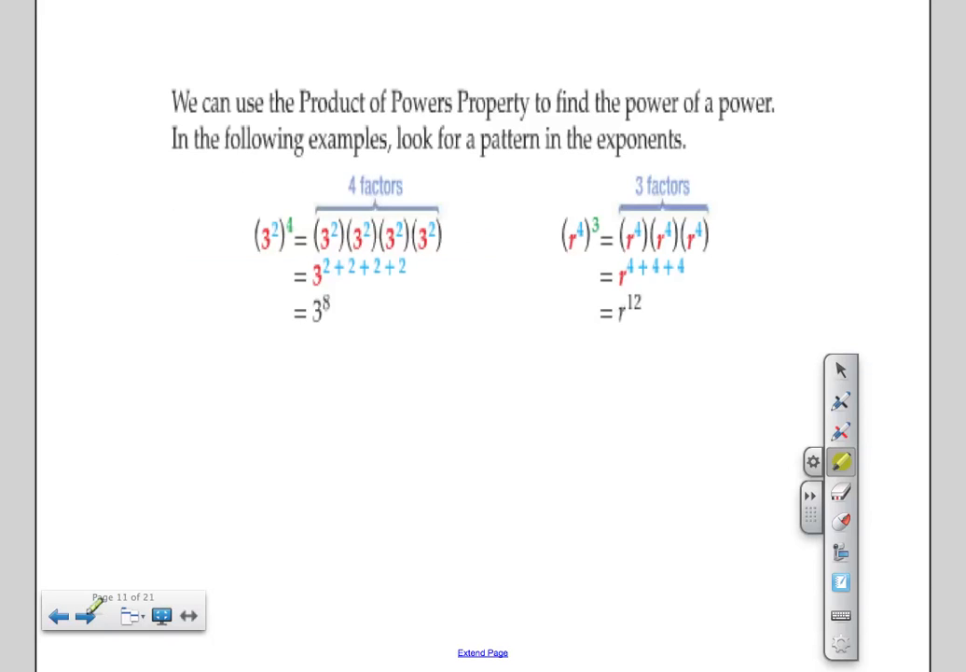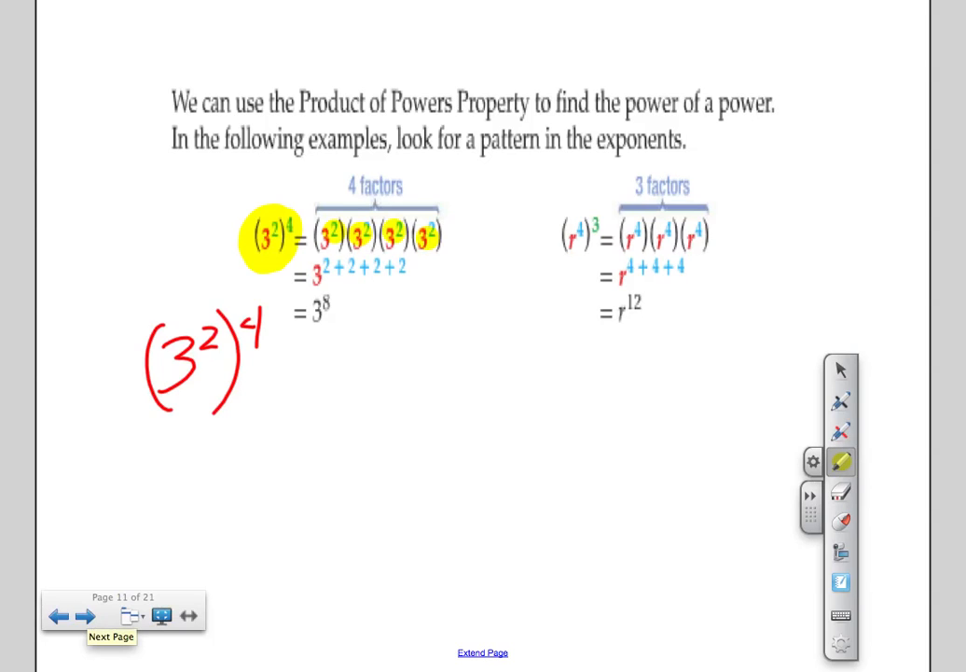Okay. So there's another thing where we're multiplying powers by powers, right? So not multiplying variables. Here we have 3 squared to the power of 4. So powers, products of powers, all right? In that case, you have 3 squared. We have another 3 squared, another 3 squared, another 3 squared.